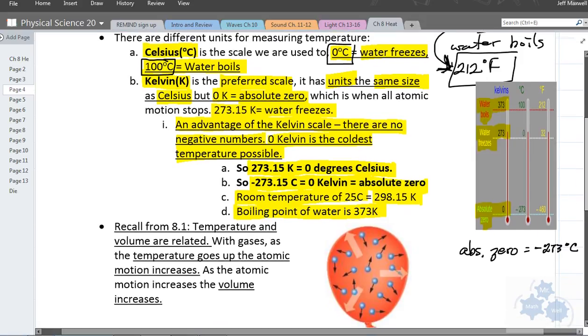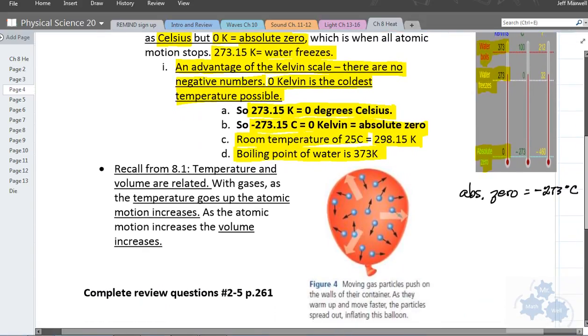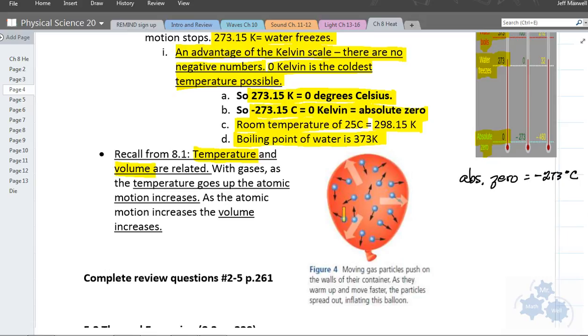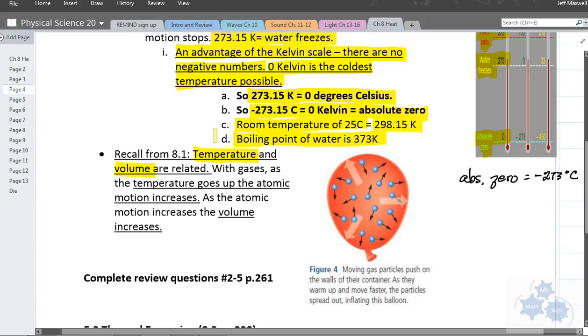All right, so moving on here. Recall from section 8.1 that temperature and volume are related. Now think about the balloon here. If we have a balloon full of air and we heat up that air, then the molecules in the air are going to move faster, and they're going to bounce harder on the sides of the balloon, and they're going to want to occupy more space, and so the volume is going to increase.